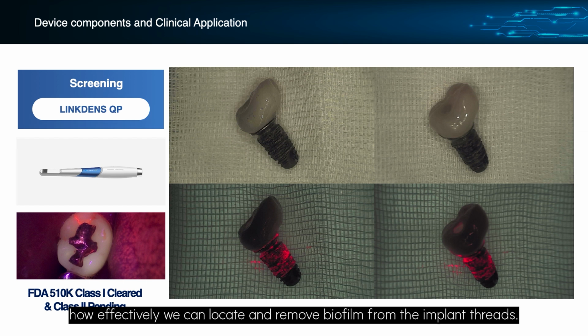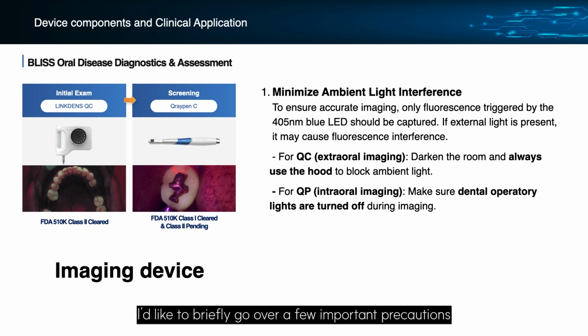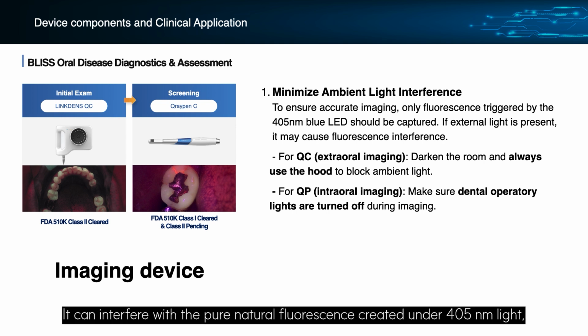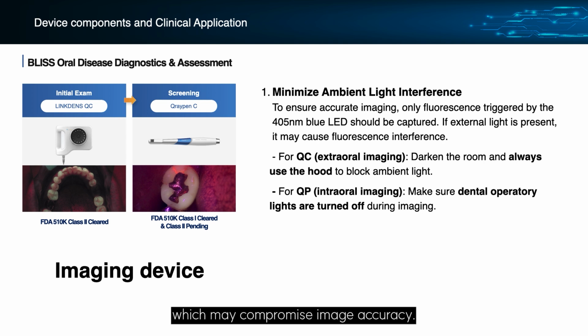I'd like to briefly go over a few important precautions when using these imaging devices. First, you should be cautious of ambient light. It can interfere with the pure natural fluorescence created under 405 nanometer light, which may compromise image accuracy.